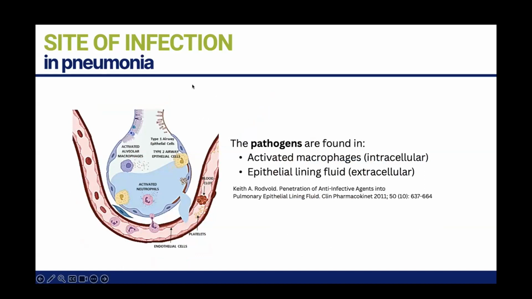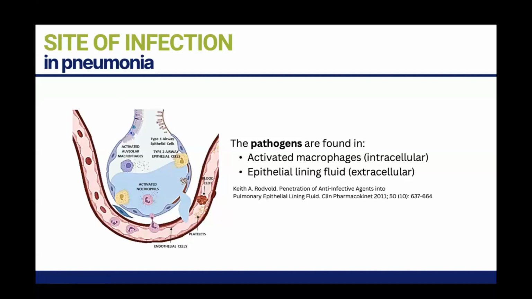The pathogens are usually found in activated macrophages when we are talking about intracellular infection. But when we are talking about strep pneumoniae, the infection is usually extracellular. So it can be found in this blue fluid here. This is called ELF, or epithelial lining fluid. This is where we want to know the concentration of antibiotic.